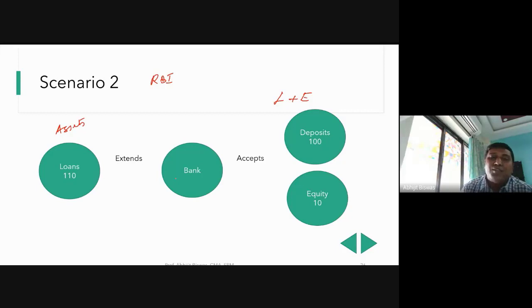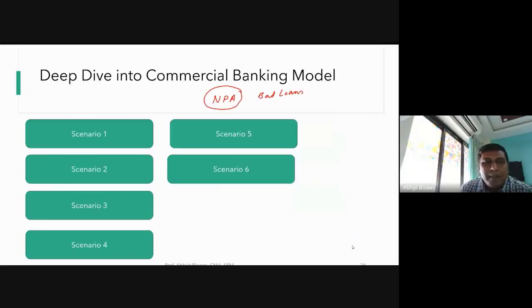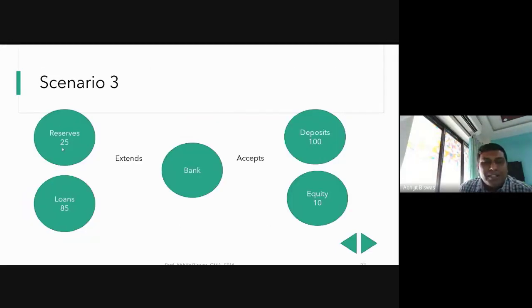You cannot lend the whole money, right? So that takes us to the next level. That is the next scenario. That is scenario 3. In scenario 3, you will see one more addition. What is that? Reserves. So now they have total 110. Out of that, 85 they have lent and 25 they have kept in reserves.